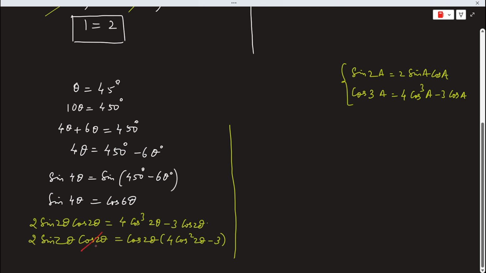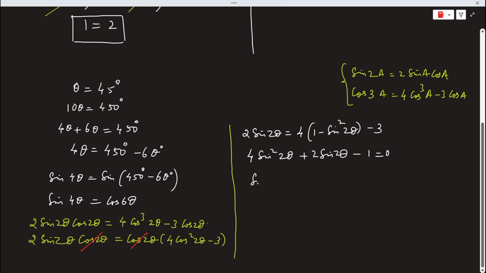So we can just cancel this, and finally we get one equation: 2 sine 2 theta is equal to 4 times cos square 2 theta minus 3. What is cos square 2 theta? 1 minus sine square 2 theta. So this becomes a simple quadratic equation: 4 sine square 2 theta plus 2 sine 2 theta minus 1 is equal to 0. This is a quadratic equation in sine 2 theta.